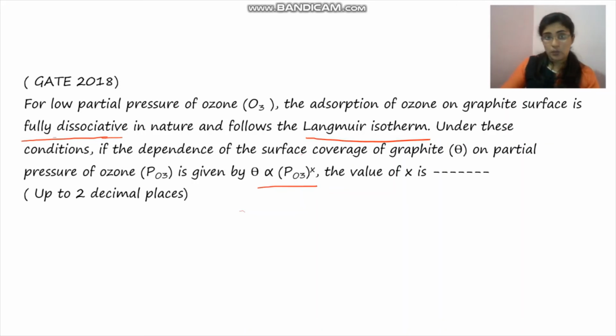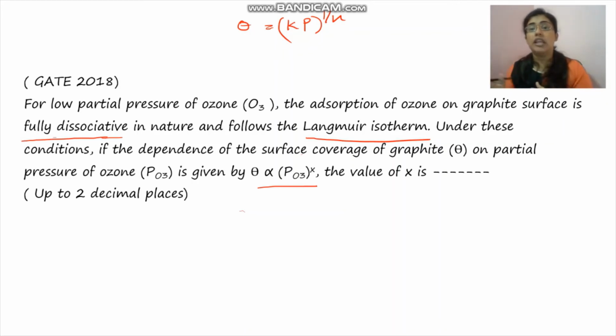For Langmuir isotherm, we have the equation theta is equal to kp raised to 1 by n. So we have the equation for Langmuir adsorption isotherm where theta is related to the pressure as kp raised to 1 by n. That is given in the question also: theta is found to be proportional to p raised to x, and from our equation I can find that x is 1 by n. If you compare the question and my equation for Langmuir isotherm, my theta is proportional to p raised to 1 by n, which means that the x given in the question is equal to 1 by n.